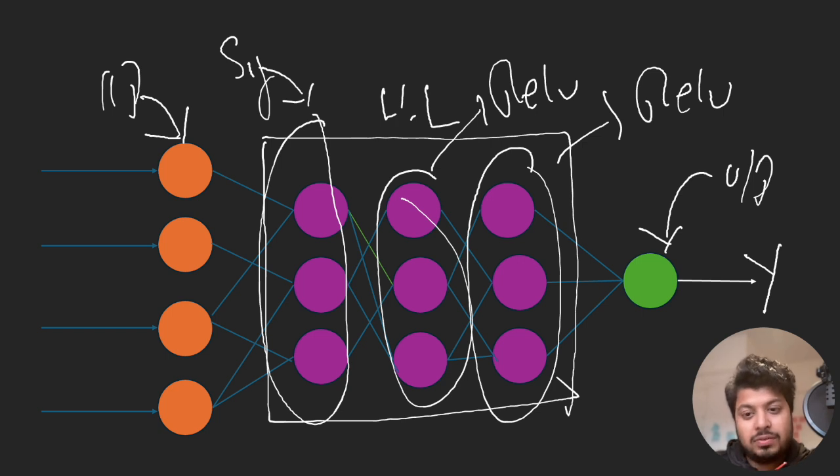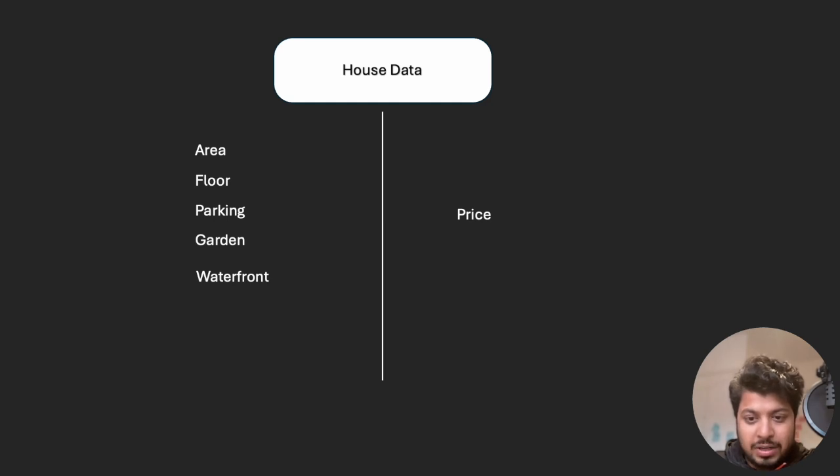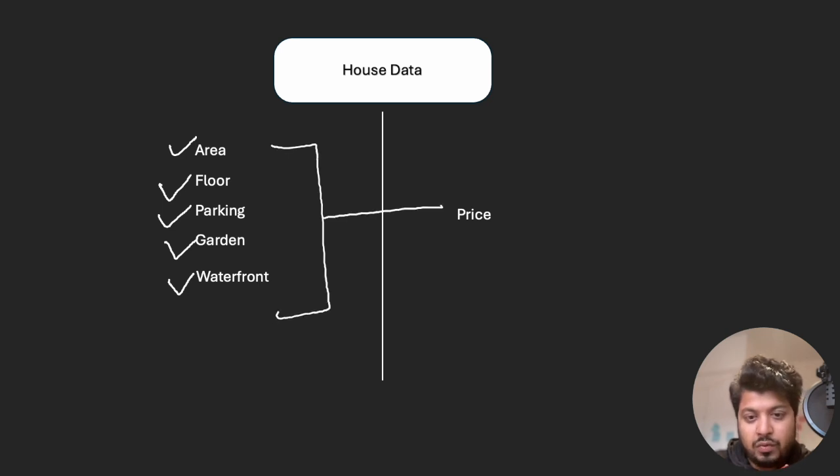Now using this architecture, we will try to create a sample neural network model which will predict the house price. Now let's understand the type of data which we are going to use. This is a sample structure of data which we are going to use. Suppose our data has these columns, which is the area of the house. Then we have how many floors in the house, whether that house has parking or not, whether that house is having a garden or not, and whether this house is having a waterfront or not. Very easy to understand. Using these 5 features, we are trying to predict what would be the price of the house.